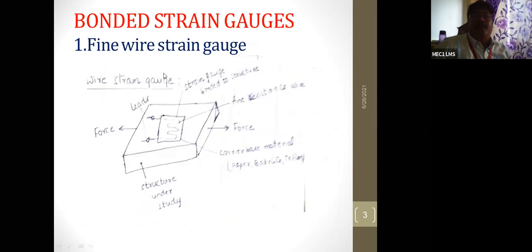Bonded strain gauge. In the bonded strain gauges, three types are there. One is a fine wire strain gauge. Another one is a foil strain gauge. Another one is a semiconductor strain gauge. The three gauges we'll now discuss one by one.